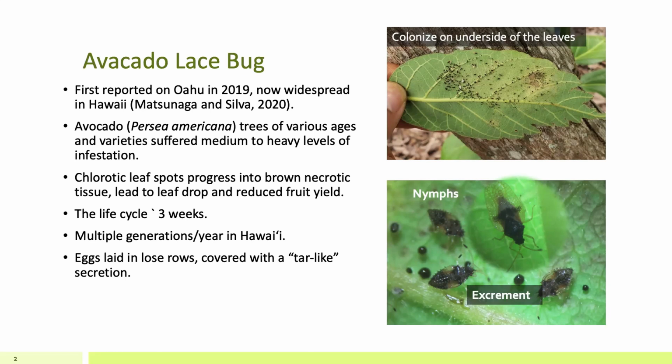These insects typically have a 3-week life cycle in Hawaii, and because of this, we have multiple generations a year. Eggs are laid in pretty loose rows on the undersides of the leaf, and you can see some of the tar-like material surrounding the eggs, which protects them from beneficial insects. So it can be a challenge to keep these under control naturally. Because of this, we decided to figure out chemical ways that we can reduce the populations on trees across the state.